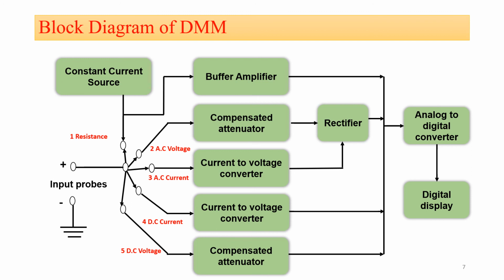Then the analog to digital converter will convert our analog voltage into digital voltage, and the output of our ADC is connected with the digital display, and our digital display will display the voltage digitally. Now this is how to calculate the DC voltage. Now in this way we can calculate basically 4 parameters by using our digital multimeter.